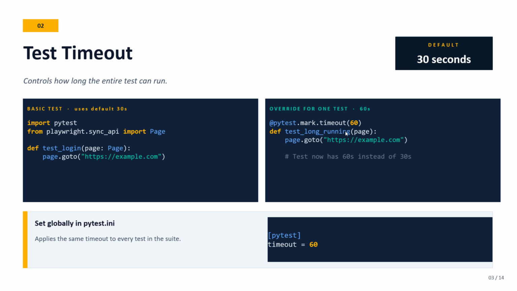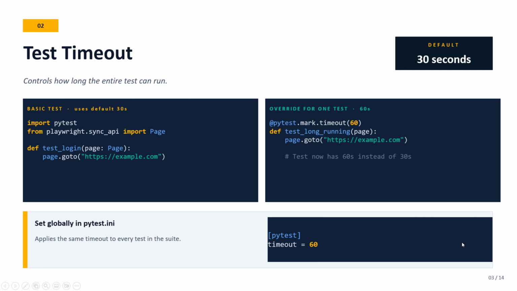Then the third thing is that you can set it globally in the pytest.ini file. It will apply the same timeout to every test in the suite. So you can set this to 60 seconds. Now this will be applicable to every test in the suite. So that's how the test timeout works.